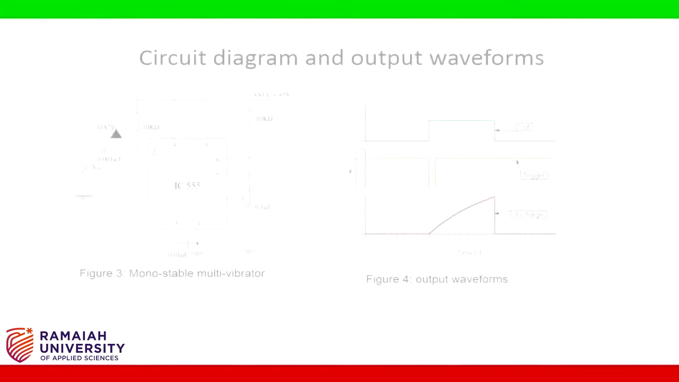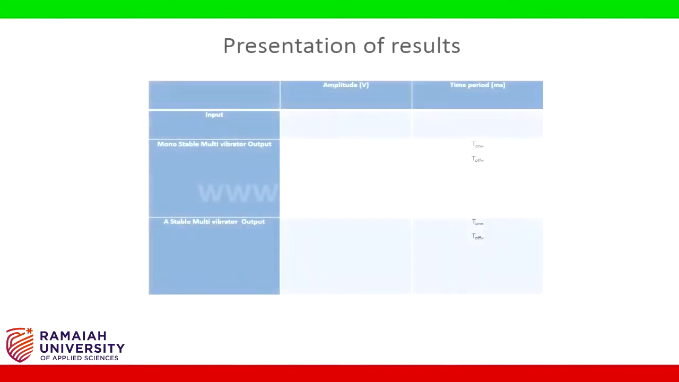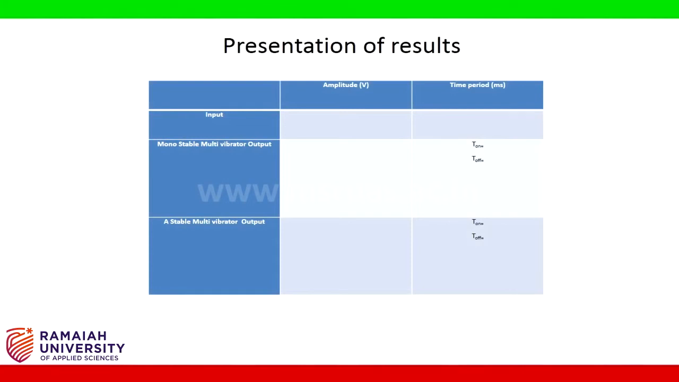The circuit diagram of monostable multivibrator and its output waveform is as shown in the figure. The output of the monostable multivibrator is a square wave. The capacitor starts charging when the triggering pulse is given to pin number 2 of IC 555. The result obtained in terms of output voltage, T on and T off, is measured. T on is the time of the signal at positive cycle and T off is the signal at negative cycle.